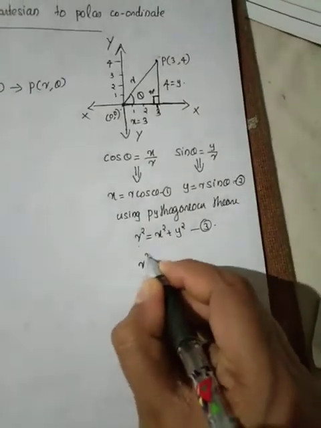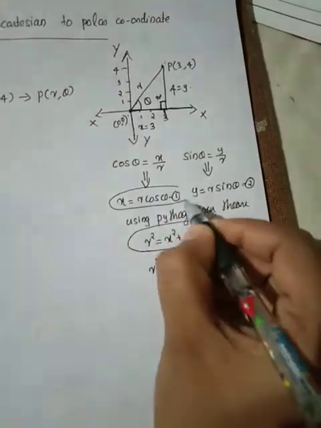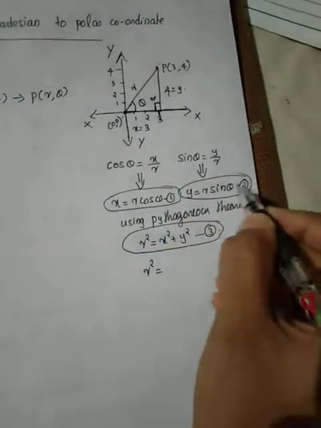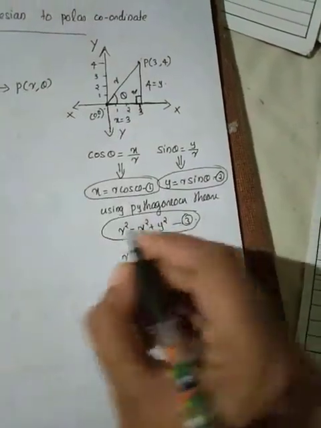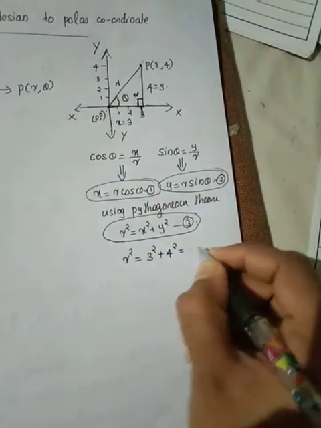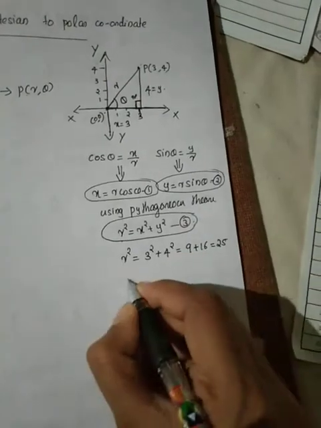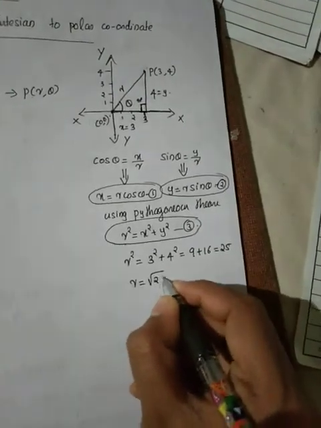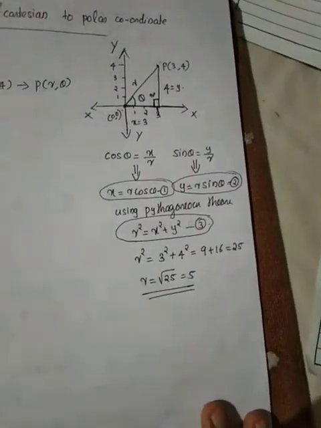These three equations are very important. Therefore, r square equal to 3 square plus 4 square, so equal to 9 plus 16. That's equal to 25. Then r equal to root 25 equal to 5. So the value of r is 5.